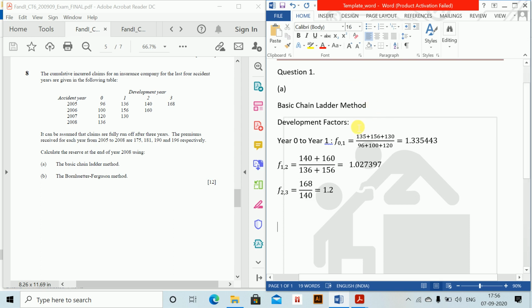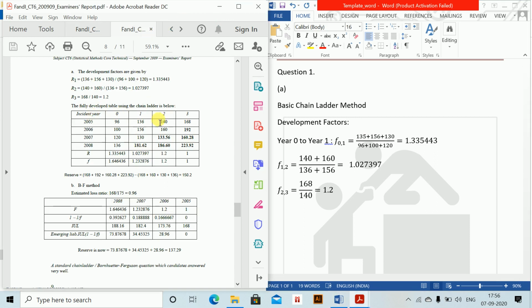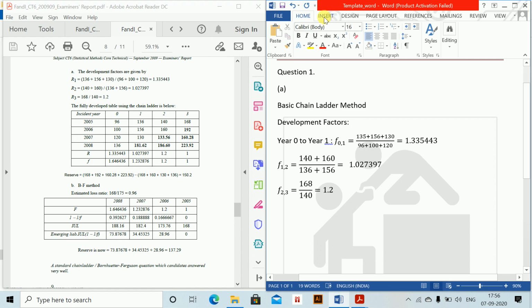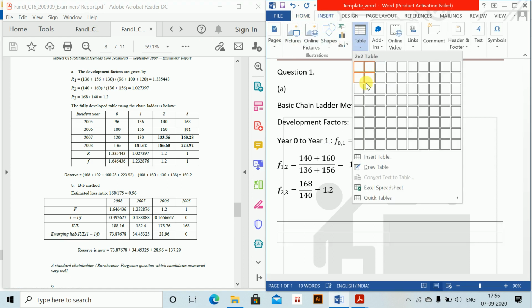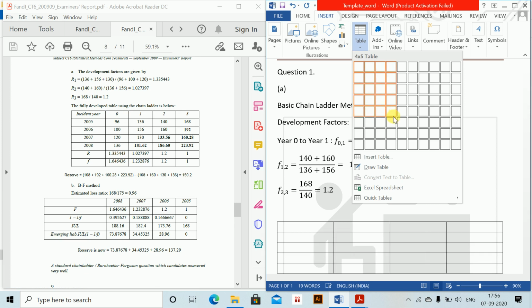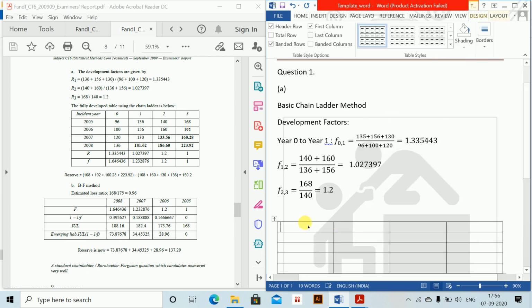Now we need to have our table for the basic chain ladder method. If you see, this is the fully developed chain, and we'll calculate the values over here. So I'll make a table first. Insert, you can see a table, and how many development years you have. You have 3 development years, so basically we'll need 5 rows and 4 columns. Or you can just draw arbitrarily also. Anything you need, you can add extra. There is no hard and fast rule; anyhow you can draw. Okay, so first is accident year and then development year.